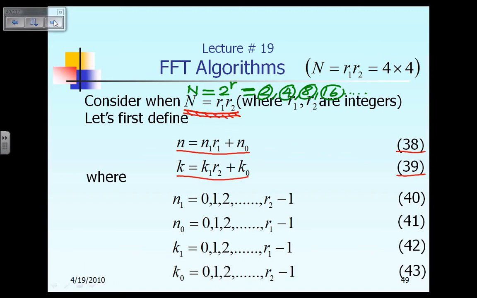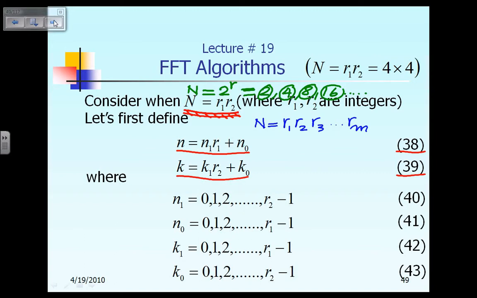For example, what happens if the number of sample data points N can be expressed as the product of the 3 integers R1 times R2 times R3? You see, this concept can be generalized even to M products, R1, R2, R3 up to Rm, as you will see later on. So for the case of capital N equal to R1 times R2, the values for the indices n and k are given by equations 38 and 39.